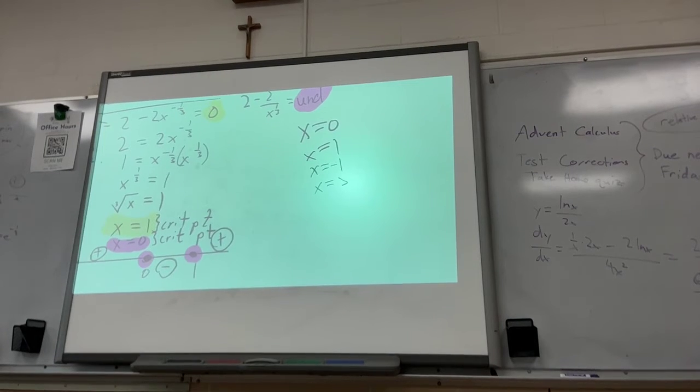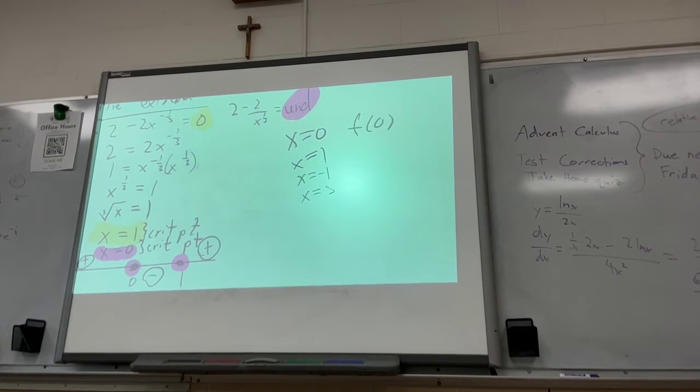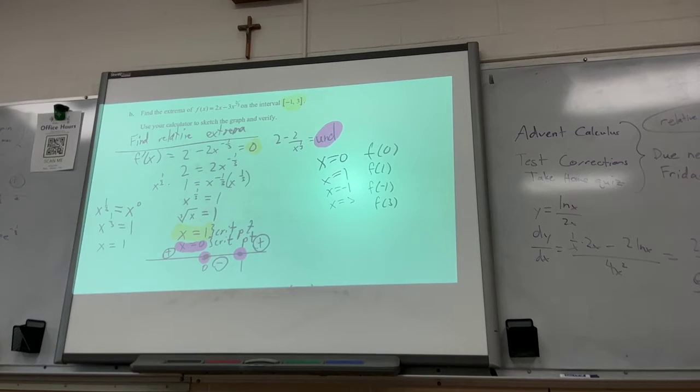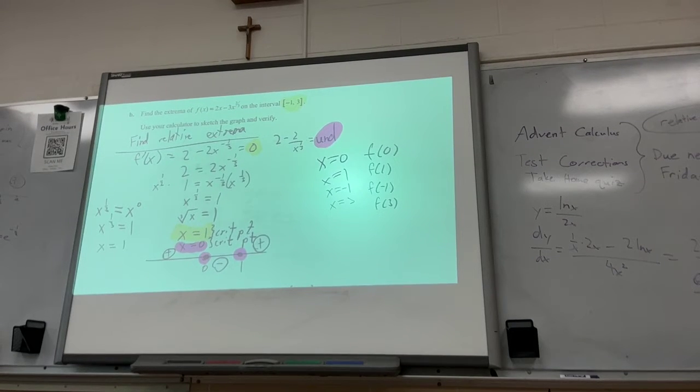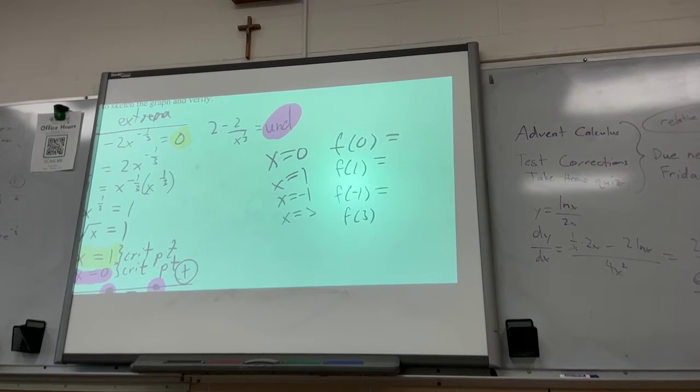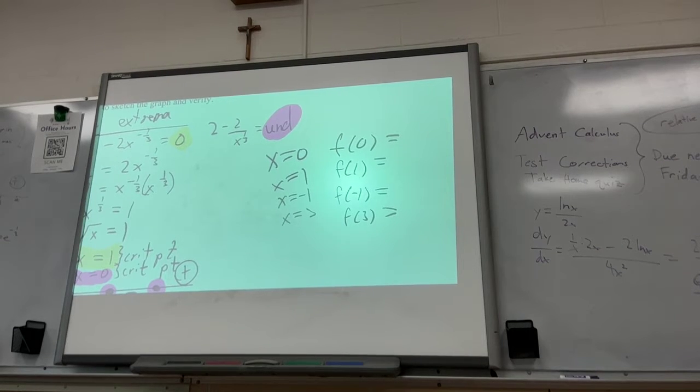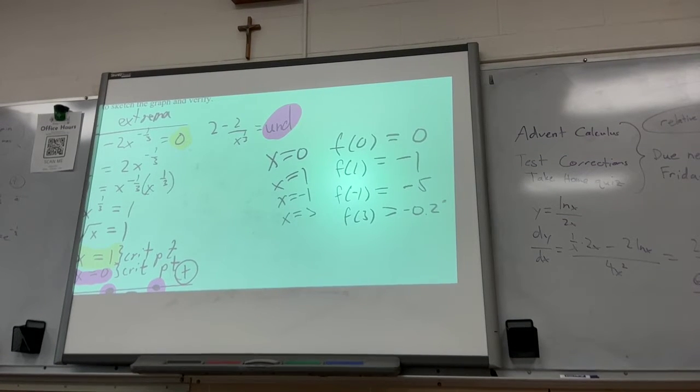Okay. Now we got to plug all these in. So we have to find f of 0, f of 1, f of -1, and f of 3. Okay. So using my calculator, I'm not going to do this in my head anymore. I'm sorry. Using my calculator, I'm going to find these 4 values real quick. So that's 0. That's -1. That's -5. And that's -0.24.